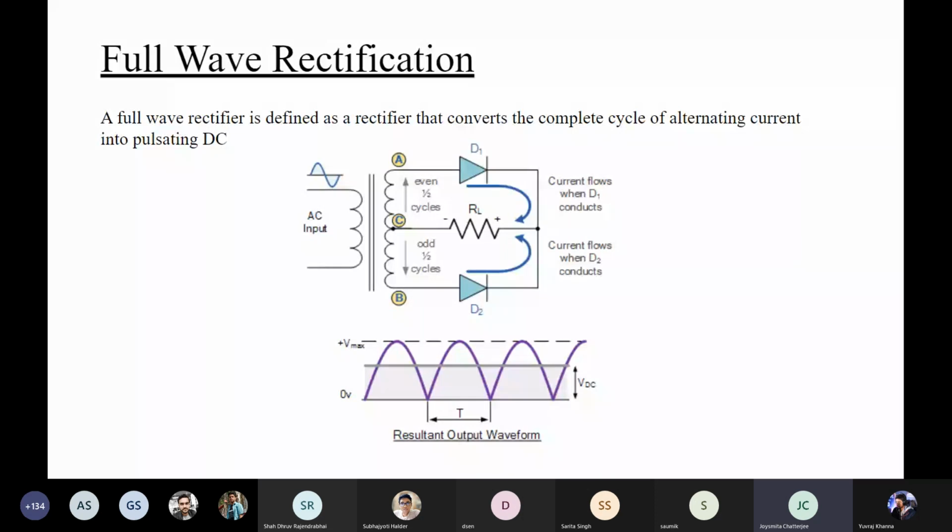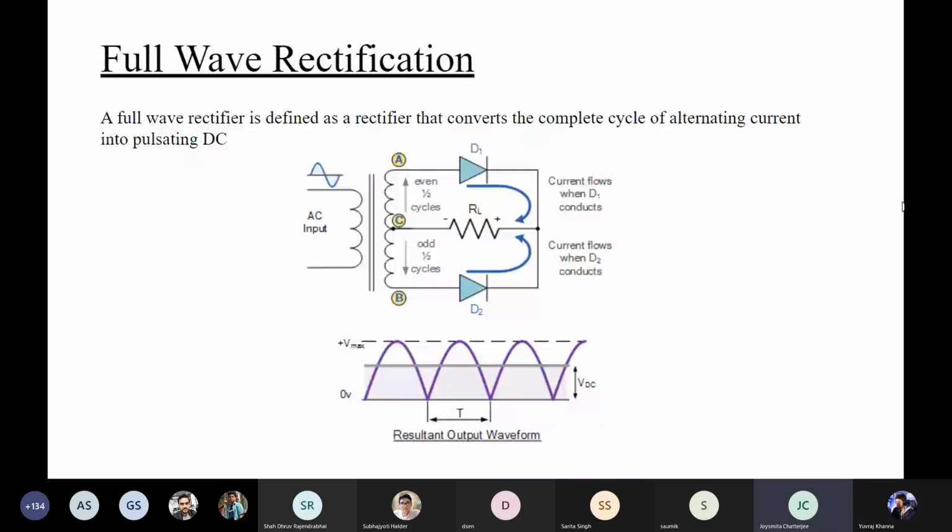For the positive half cycle, we have point A at positive, the center point at 0 volt, and point B negative. In this situation, diode D1 is forward biased and D2 is reverse biased. So D1 is conducting and therefore there is a current flow through the load resistance RL. During the negative half cycle, the reverse happens: D1 is reverse biased and D2 is forward biased. So again there is a flow of current through the load resistance RL, and as you can see, there is a unidirectional current flow.